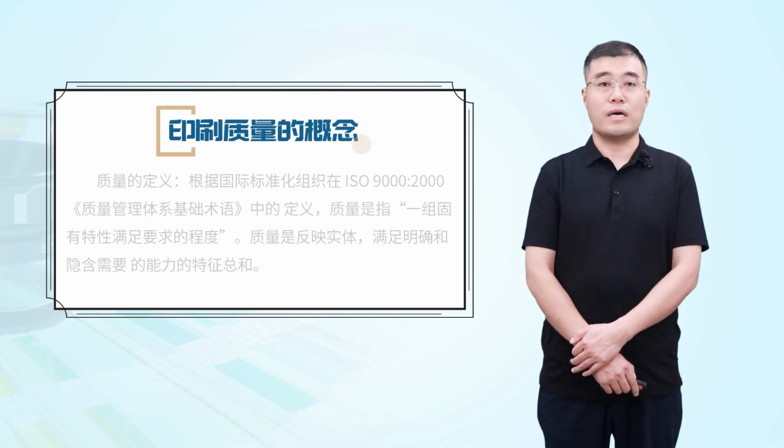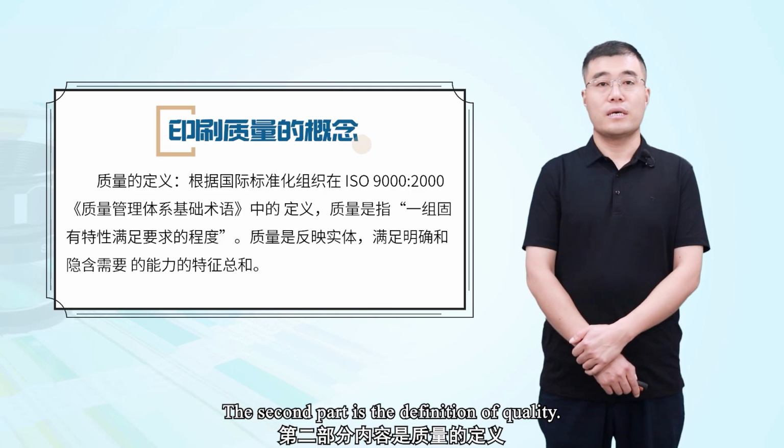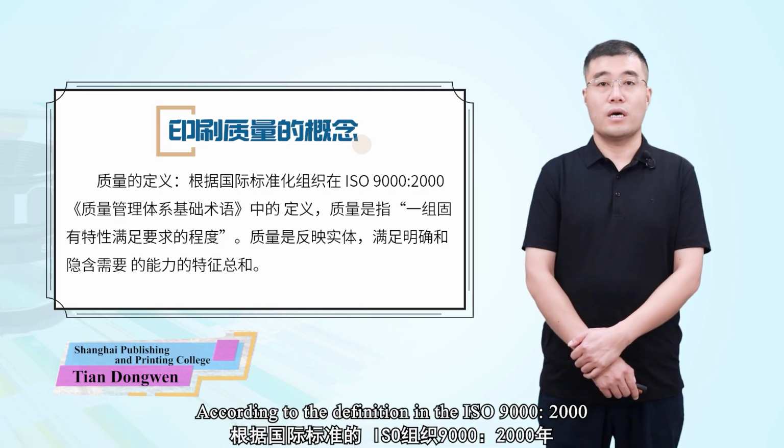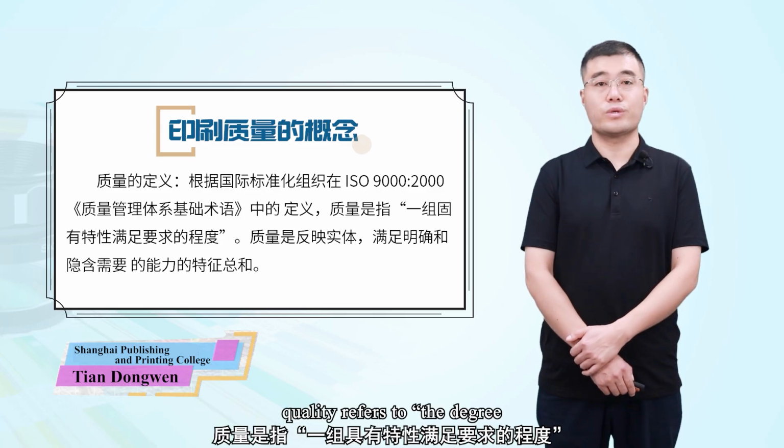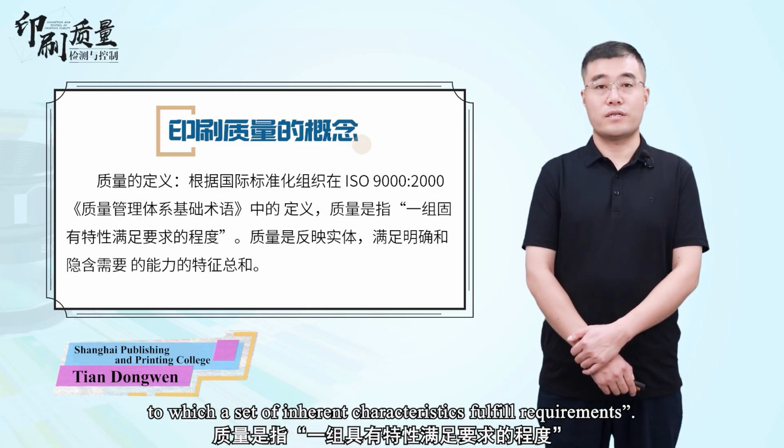2. Quality. The second part is the definition of quality. According to the definition in the ISO 9000-2000 Basic Terms of Quality Management System of the International Organization for Standardization, quality refers to the degree to which a set of inherent characteristics fulfill requirements.